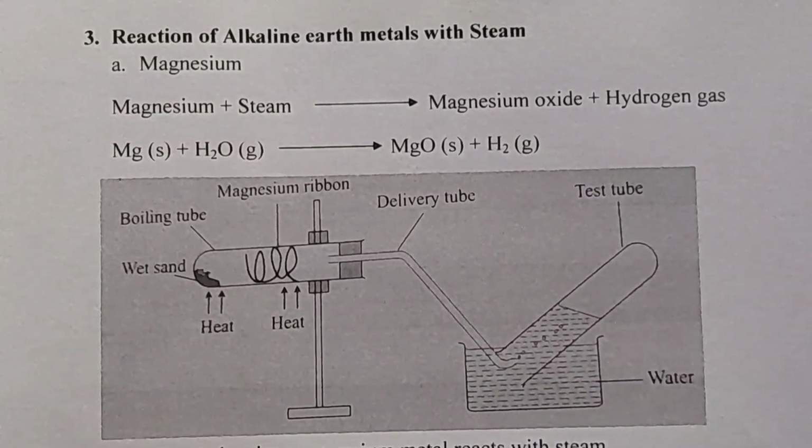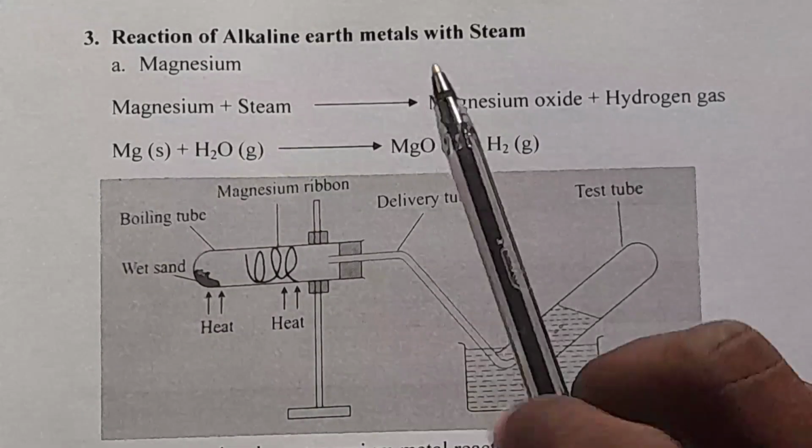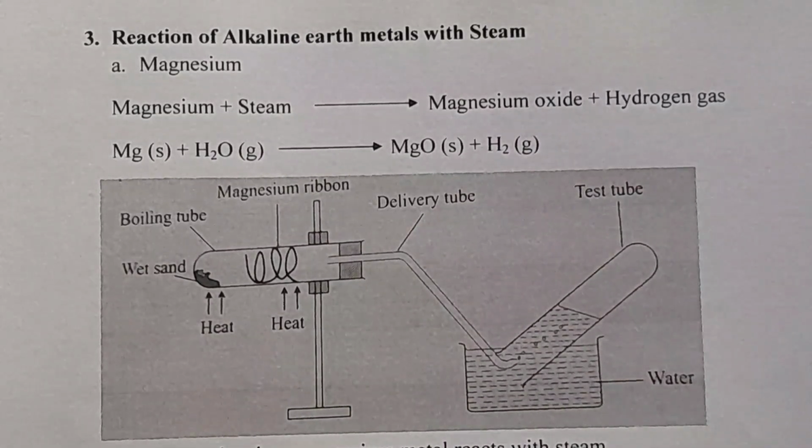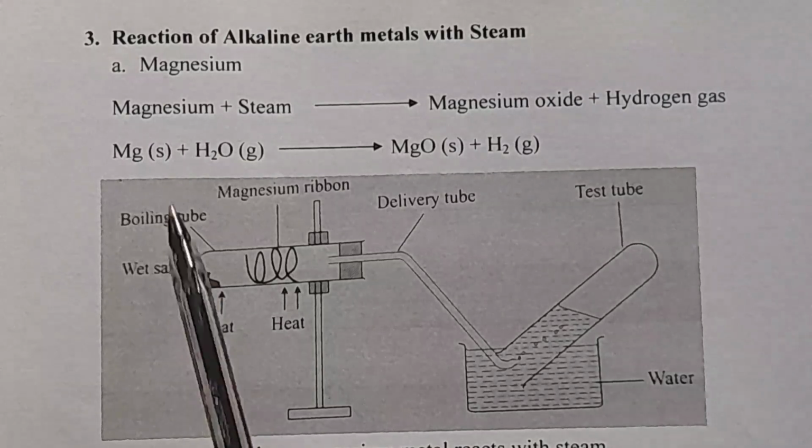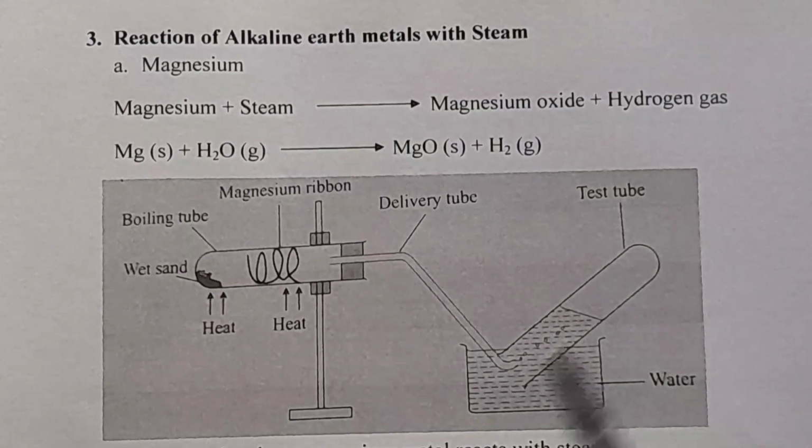So number 3, we are going to deal with the reaction of alkaline earth metals with steam. We are going to start with magnesium. Remember, when a metal reacts with steam, we get metal oxide and hydrogen gas as our products. So magnesium metal reacting with steam, we get magnesium oxide and also hydrogen gas.